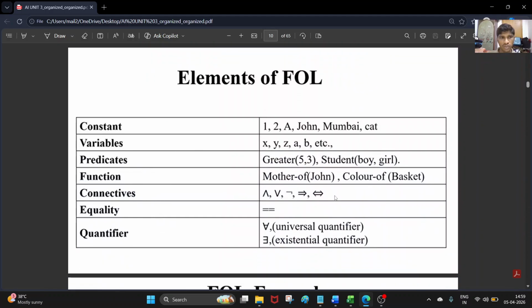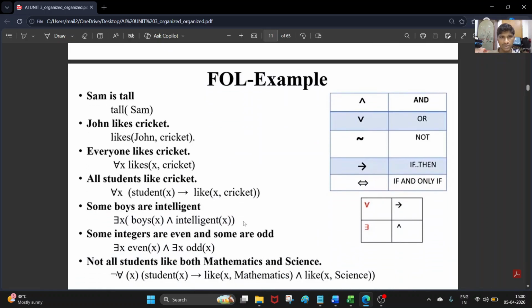Next, elements of first order logic. There are different elements of first order logic: constants, variables, predicates, functions, connectives, equalities, and quantifiers. As we have seen, these are the quantifiers. Equalities are nothing but equal-to symbols, and we have different connectives, functions, predicates, variables and constants.